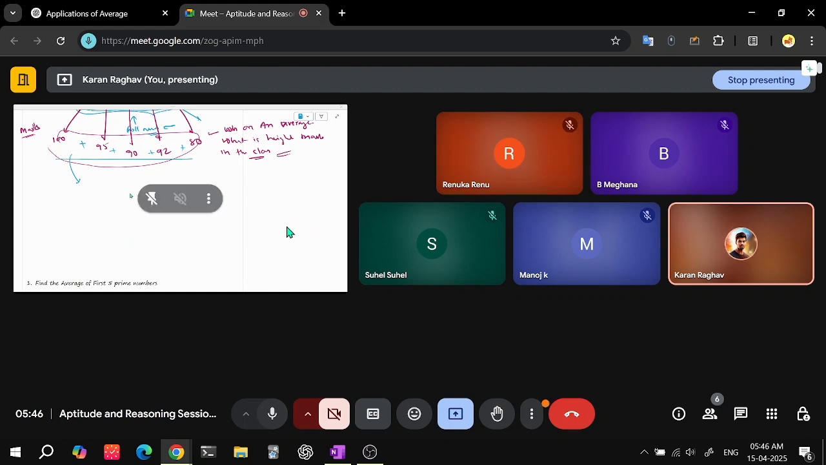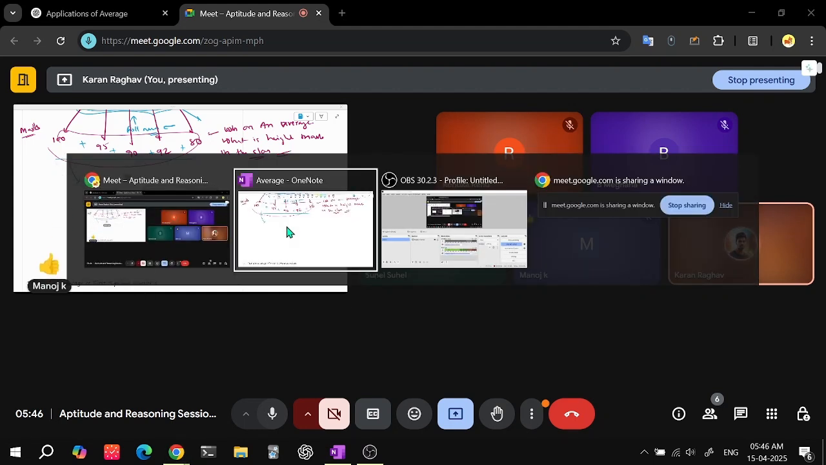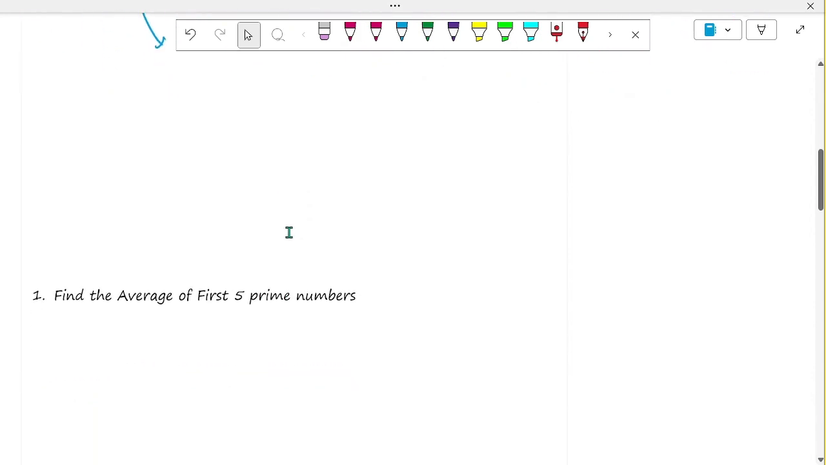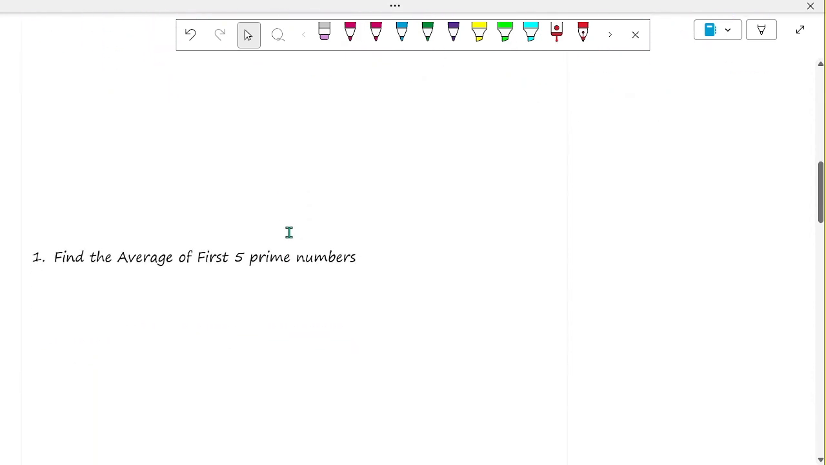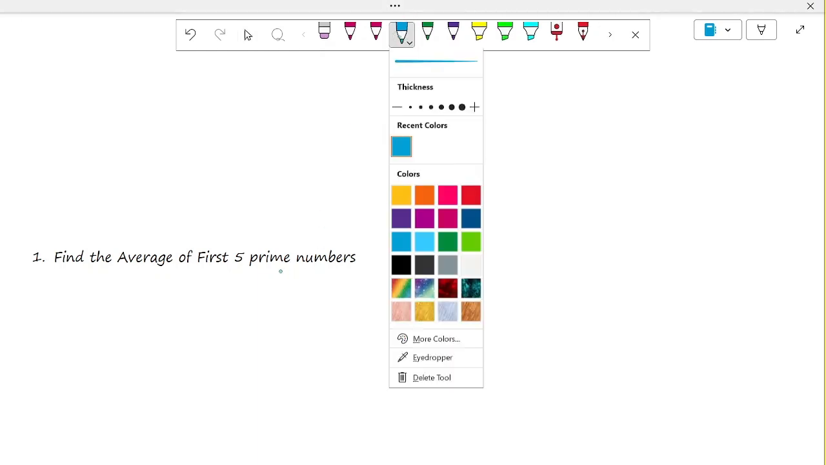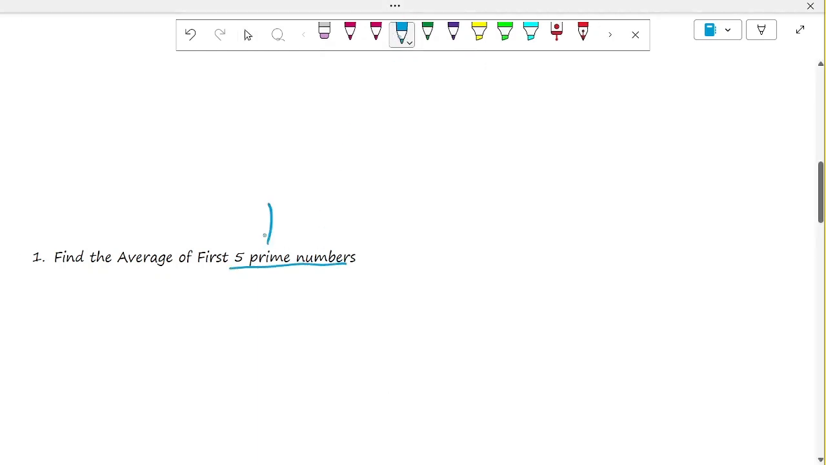Okay, good. Now what we'll do, we'll just try to solve some of the questions to understand average clearly. This is the first question. Find the average of first 5 prime numbers. It is a very straightforward question. This is just for understanding purpose. In any competitive exam, you don't find these kind of questions, but we'll just try to solve this question.